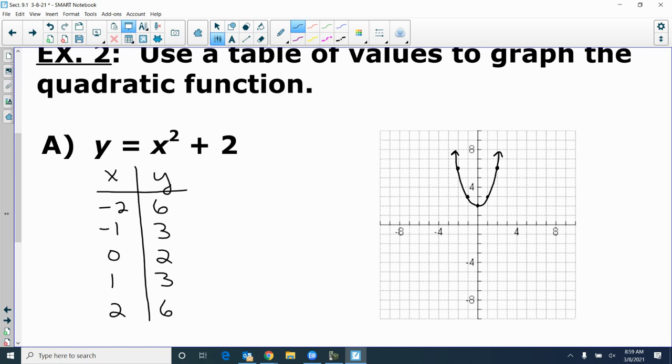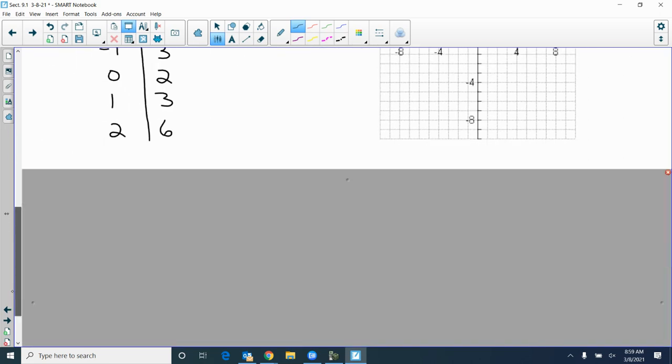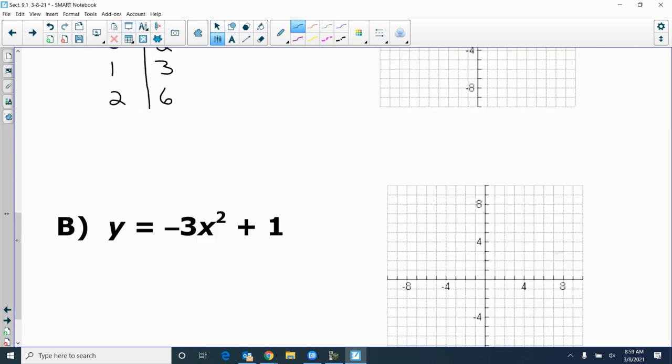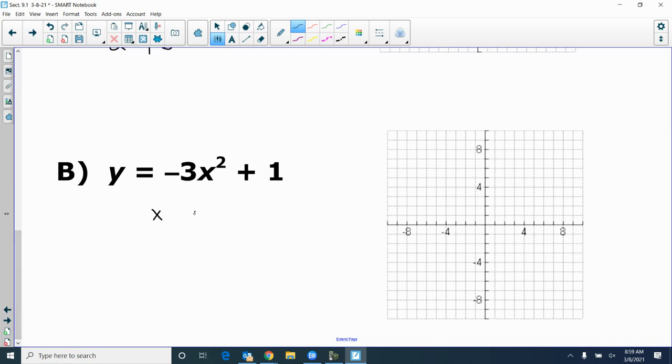All right, so for that second one, again, you've got to be careful. We are going to use -2, -1, 0, 1, and 2. All right, plug in -2, and let me know what you get.